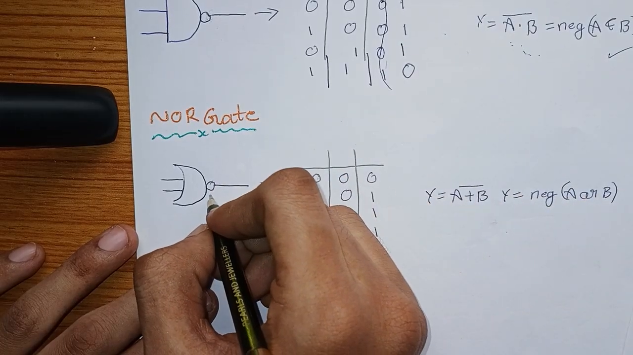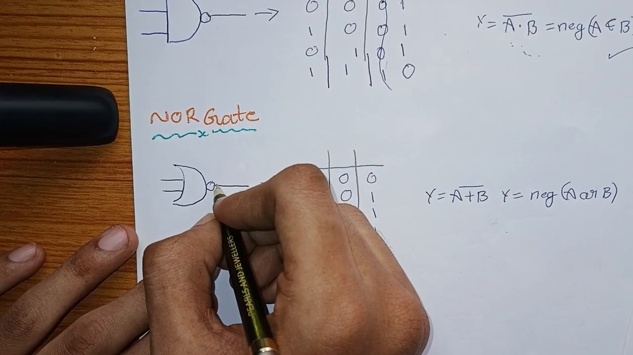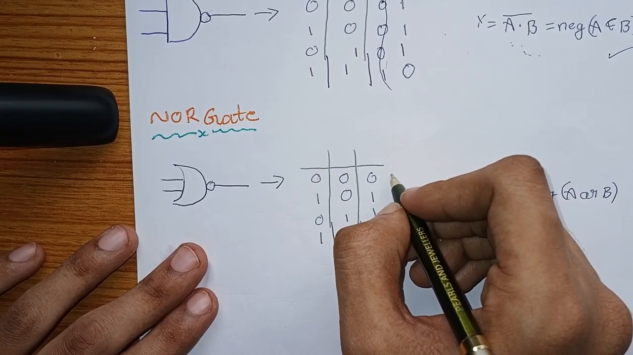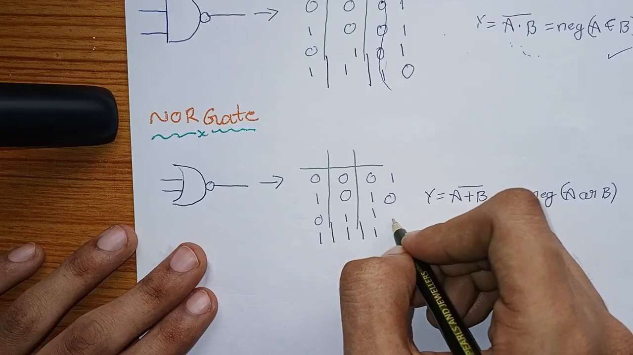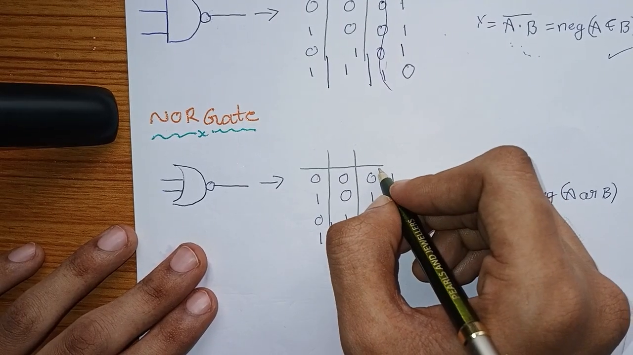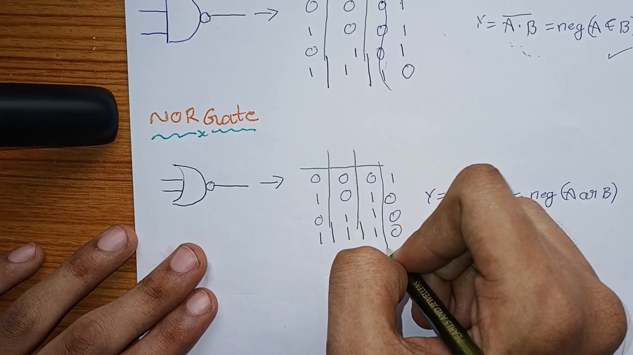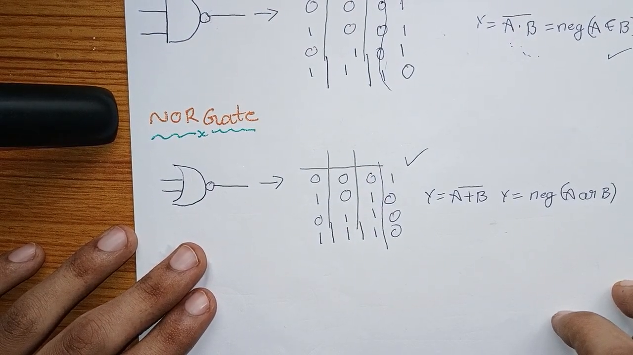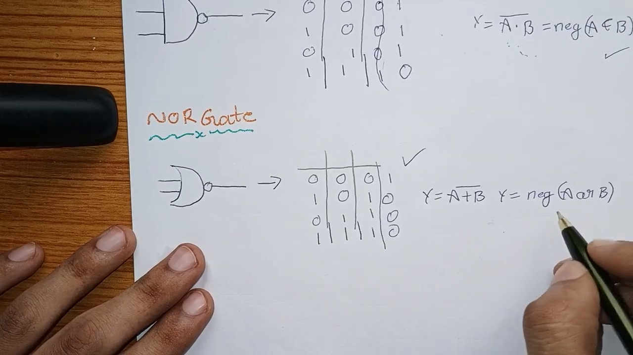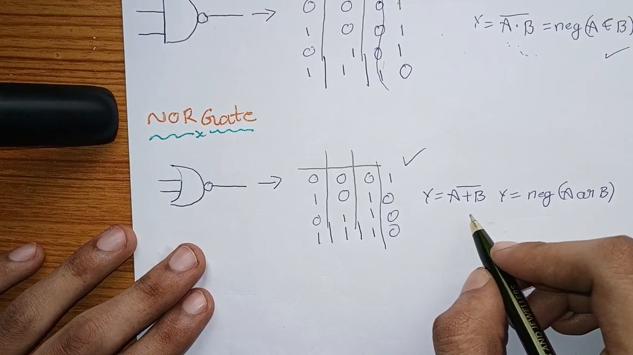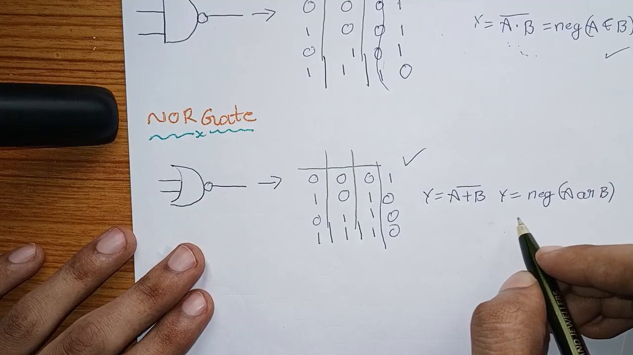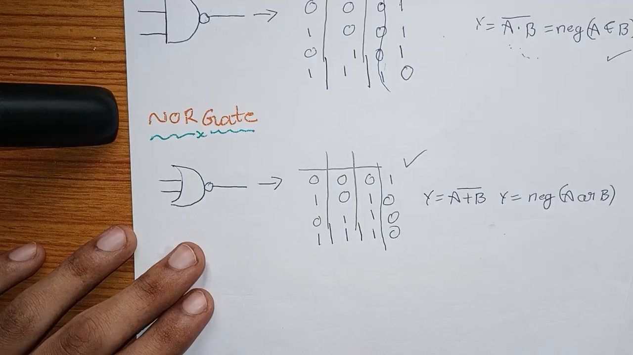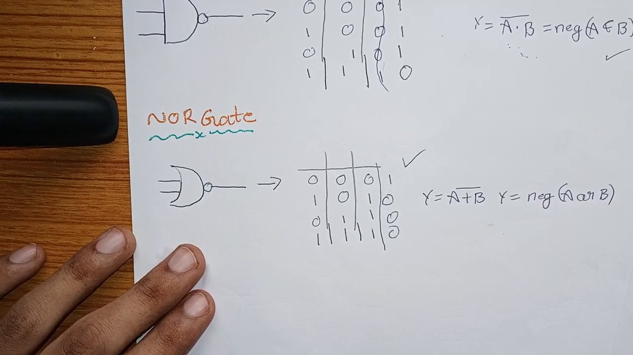But here we have a small twist. We have a NOT gate here, so all the output signals will be transformed. Here we will get 1 0 0 and 0, nothing else. This is the truth table we are getting. Okay, what is the Boolean equation? Y is equal to the negation of A plus B, where Y is equal to the negation of A or B. I think you have understood.